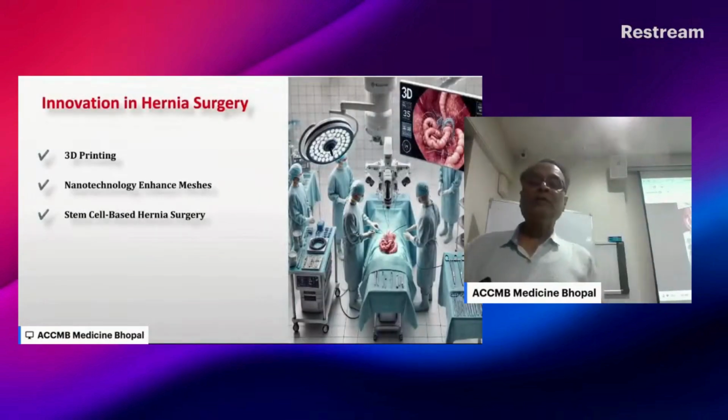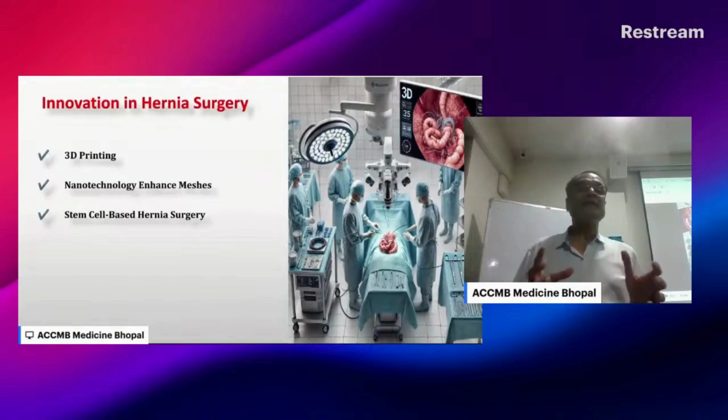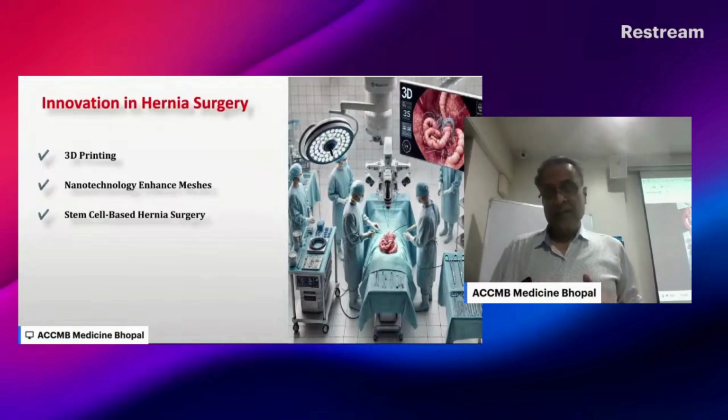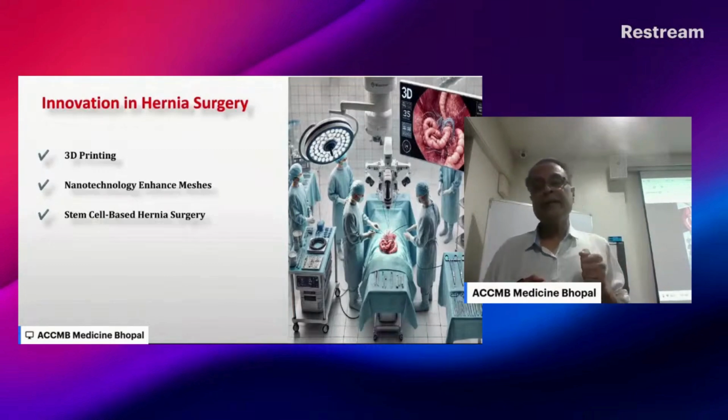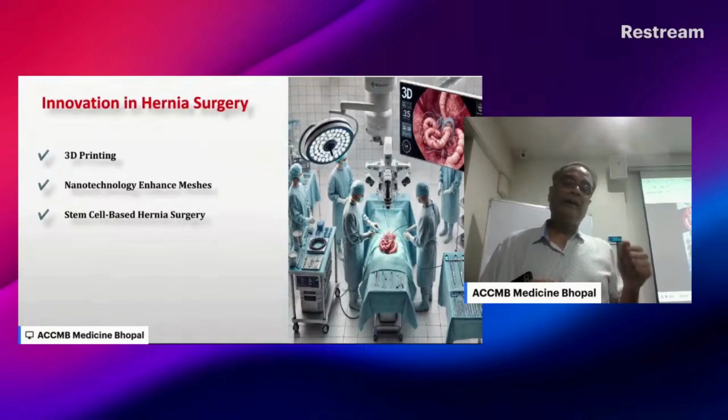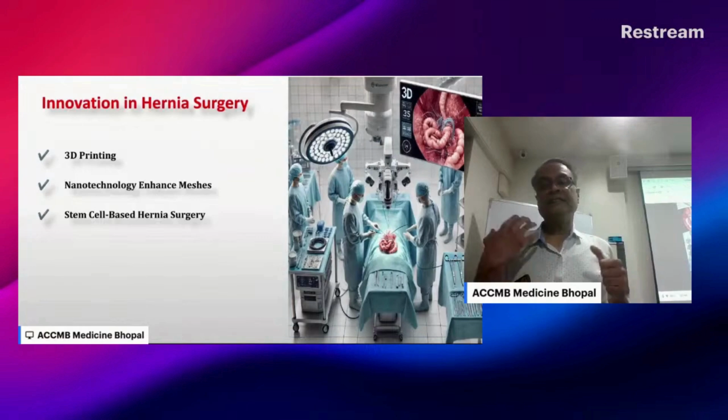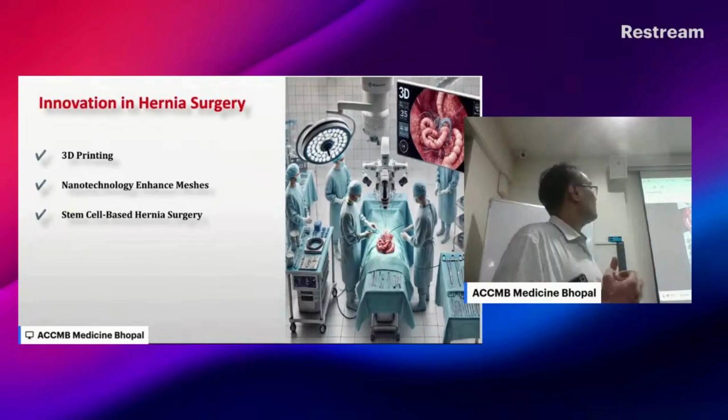So now coming to the very important point, what innovation is going on in hernia surgery. Three important things the scientists are working on nowadays: 3D printing, number one. Second is nanotechnology to enhance the function of the mesh, and third is stem cell based hernia surgery.